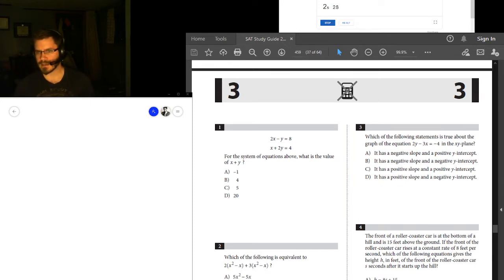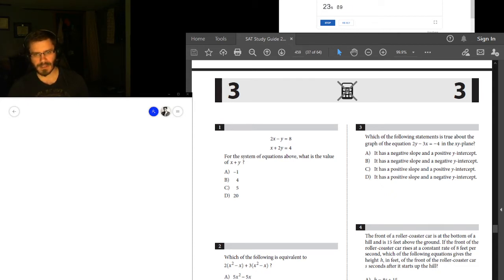And I'll be kind of narrating as I go along. You see the timer ticking away there, so we're already starting. Number one is a system of linear equations. We're looking for the solution of the sum of the two things. Usually when you want something like that, it's easiest to just add straight down and get that equation.